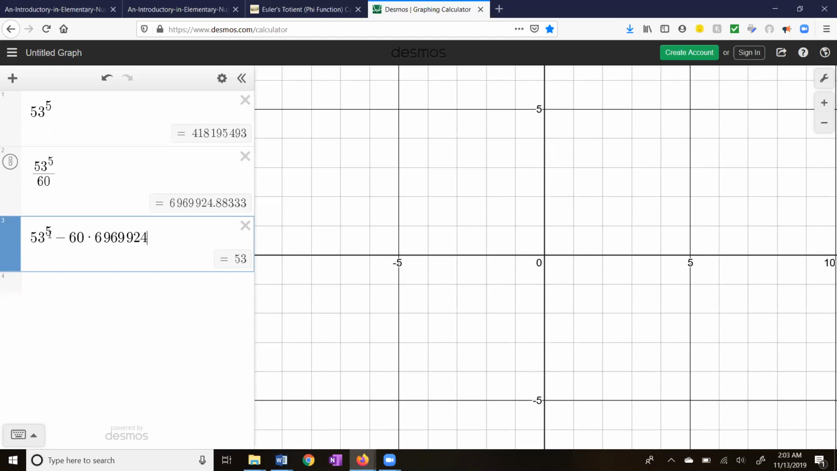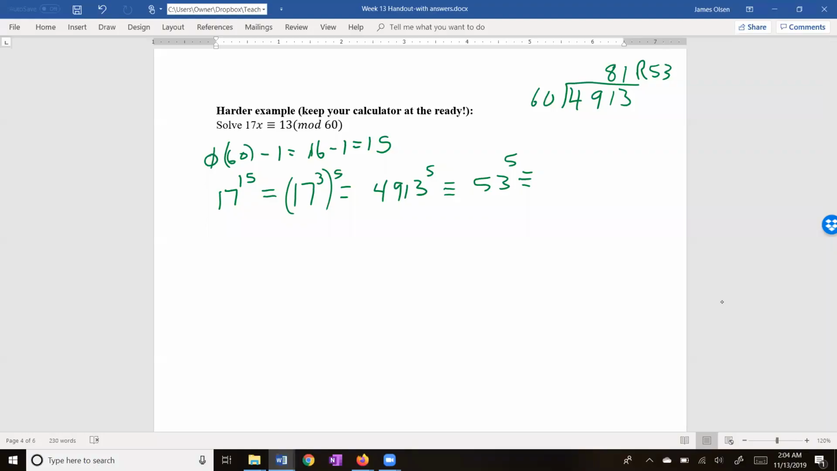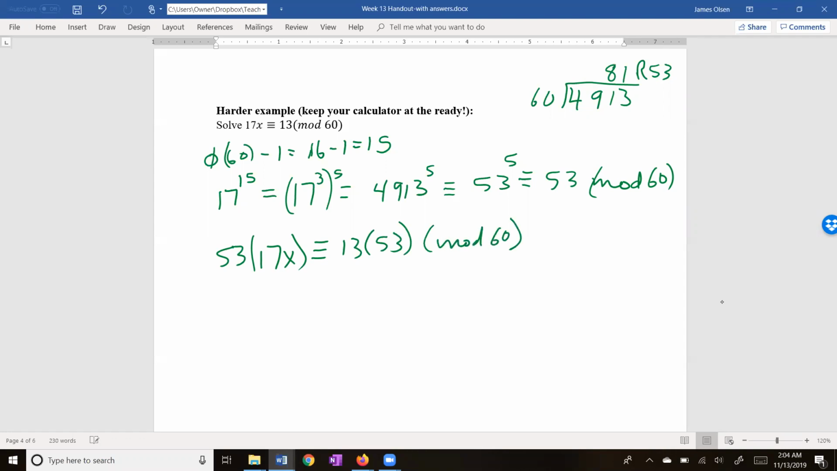So it turns out that I get 53 here. And what does that mean? 53 to the 5th power is congruent to 53 mod 60. So this is what I'm going to multiply both sides of the equation by, or both sides of the congruence in this case. I need to take 13 times 53. And I need to simplify that mod 60.